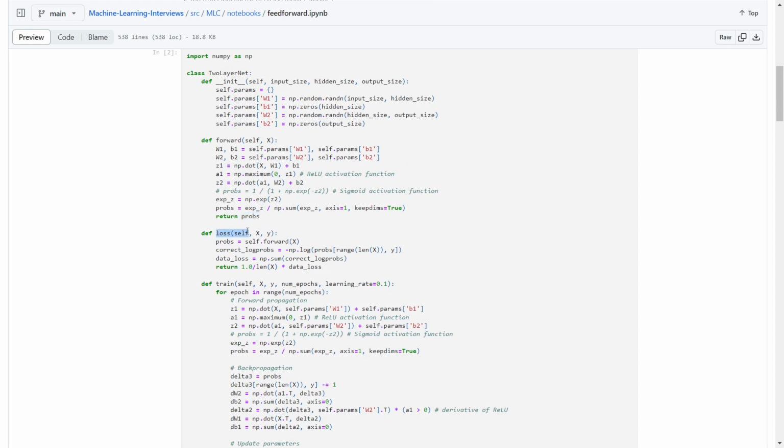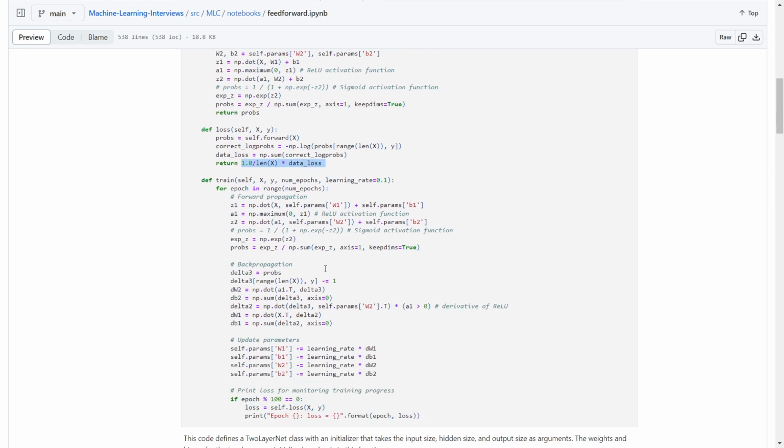Then for the loss, we first do the forward pass, and then we take the logs of those probabilities, and then we compute the data loss. By data loss here, we mean for each forward prop that we are doing, the loss in the output that we are getting.